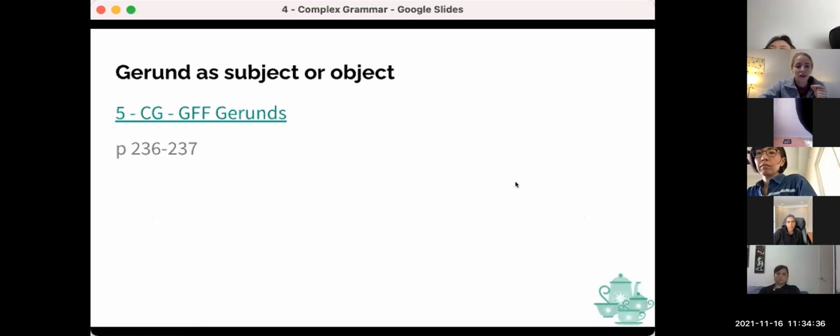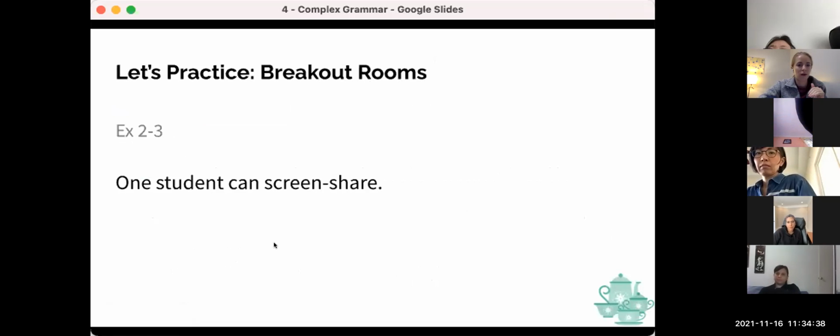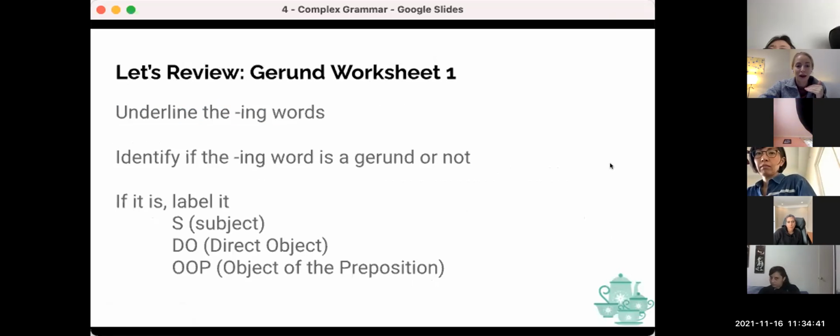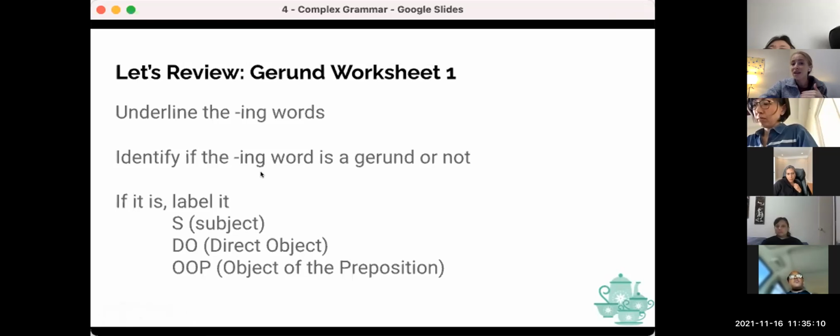All right, we're going to do an activity practicing with gerunds and identifying subject, object, and object of the preposition. What we're going to do is read some sentences. We're going to underline the ing words. We're going to identify if the ing word is a gerund or not a gerund. Remember, ing words can be verbs, progressive verbs, or they can even be adjectives.